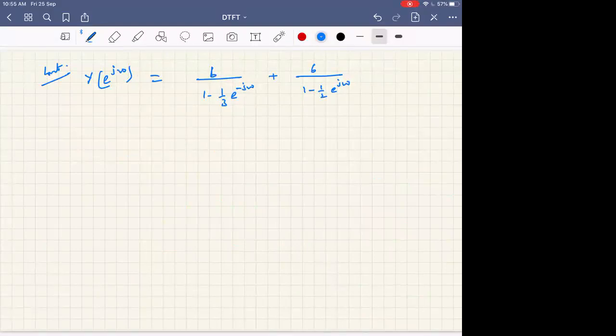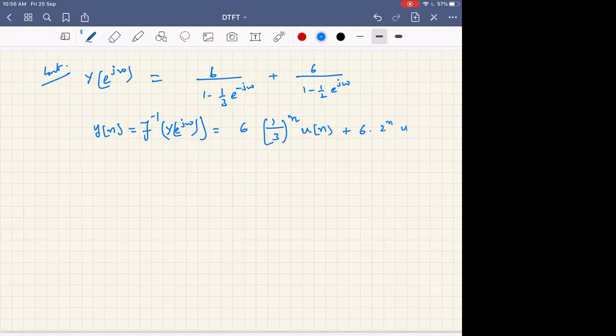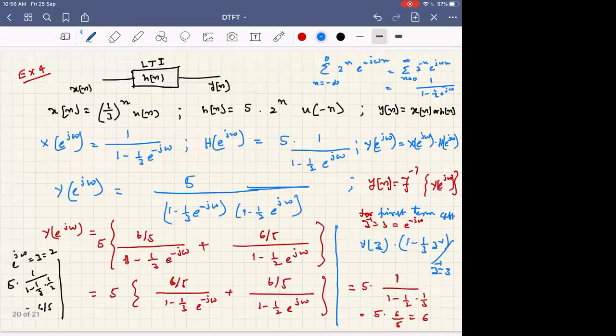Right. So now what we should do is find the inverse for it, to get y of n. So we should find the inverse Fourier transform of Y of e power j omega, which is equal to 6 times 1 by 3 whole power n u of n plus 6 times again 2 power n u of minus n. So I think this comes out to be a nice output.